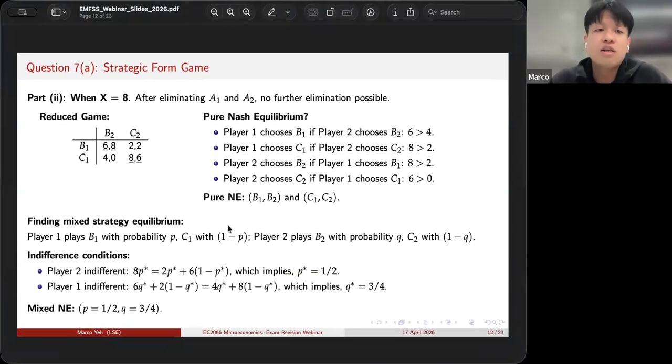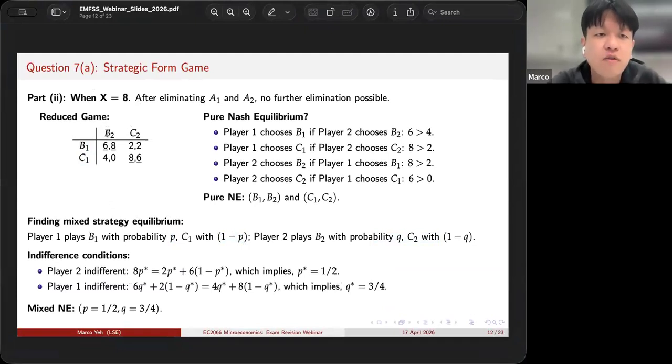Good. Now let's move to mixed Nash equilibrium. We have the 2x2 matrix here. An easy way to find the mixed Nash equilibrium is just to assume player 1 is playing B1 with probability P, C1 with probability 1 minus P, and player 2 plays Q and 1 minus Q for the two columns. And you write down the indifference condition.